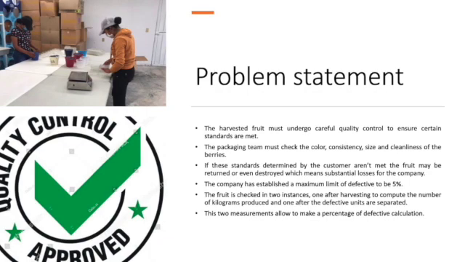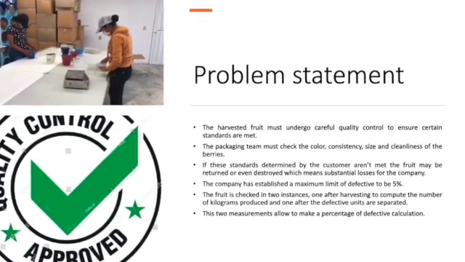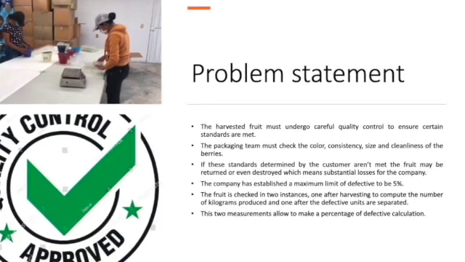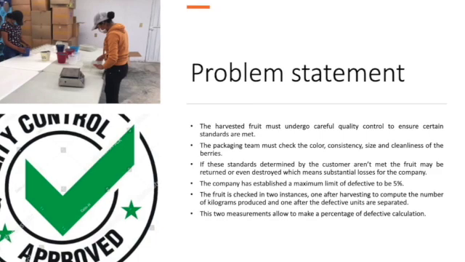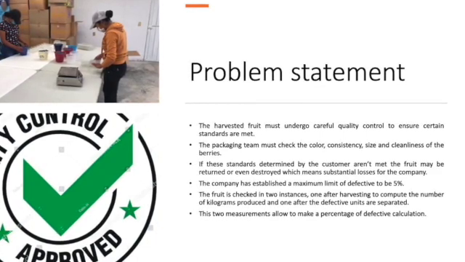The company has established a maximum limit of defectives of 5%, and the fruit is checked in two instances, one after harvesting to compute the number of kilograms produced and one after the defective units are separated. These two measurements allow us to make a percentage of defective calculation.